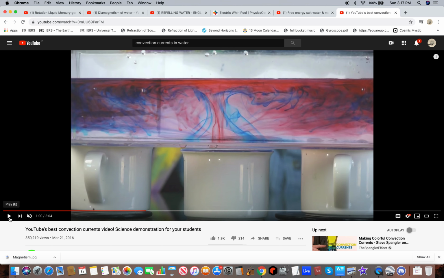movement. So you have convection, you have a magnetic field, and you have electric charge, and you have salt water. So that's what's causing the tides.